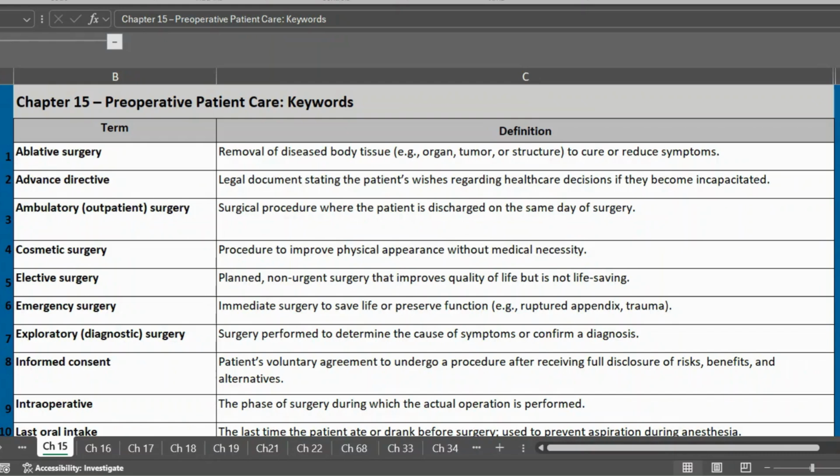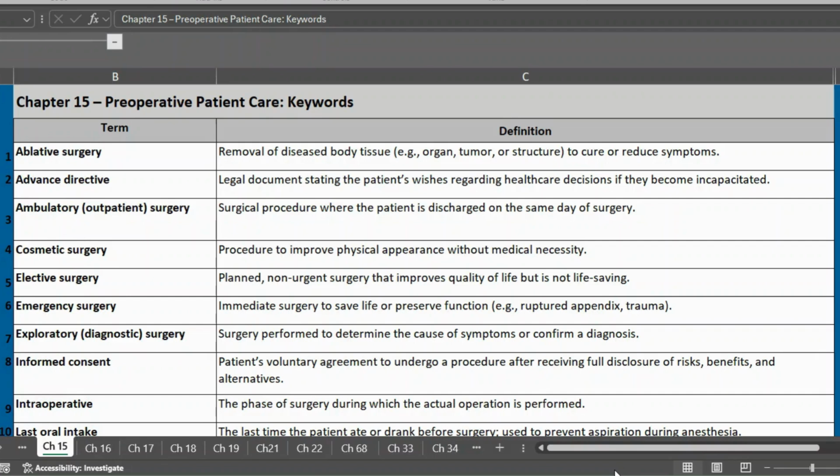Cosmetic surgery is a procedure to improve physical appearance without medical necessity. So it improves appearance without medical necessity, such as rhinoplasty or facelift. Elective surgery is planned, non-urgent surgery that improves quality of life but is not life-saving. So it's a planned surgery that is not urgent. For instance, a knee replacement scheduled weeks in advance.